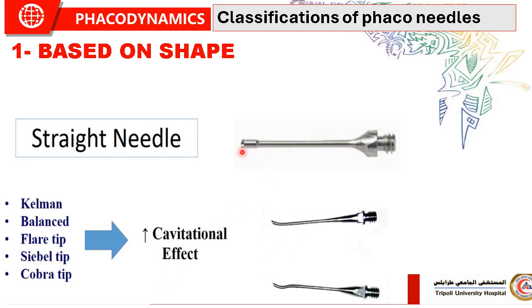straight needle, which is the original version of the phaco needles. The first one that has been developed is the straight version. After that, they developed the Kelman tip or the curved tips, which is the Kelman tip or the balanced tip or the Sepal tip or cobra tip. All these are curved tips to increase the cavitational effect and have some advantages regarding the internal lumen, so that it will increase the resistance of the outflow, so it gives a more stable anterior chamber.